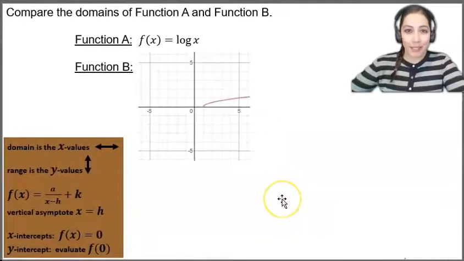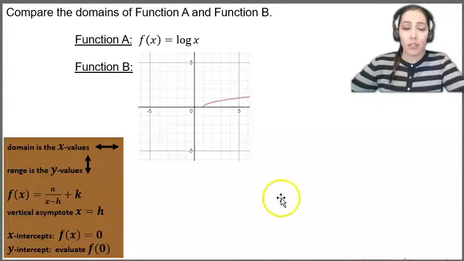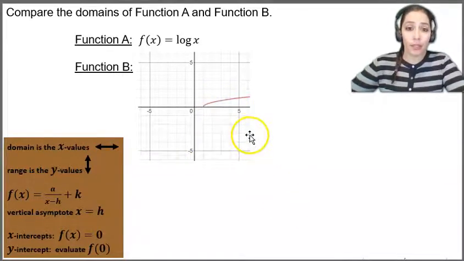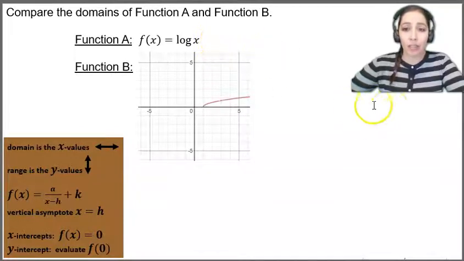Now that we have Chloe's tips and tricks, let's go ahead and compare the domains of function A and function B. So the first thing I notice in function B, it doesn't give me the equation at all. It only gives me the graph. So I'm going to go ahead and graph function A, and then I'm going to look at both graphs to get the domain.